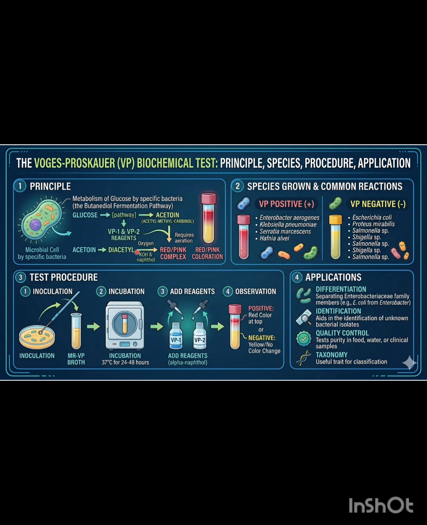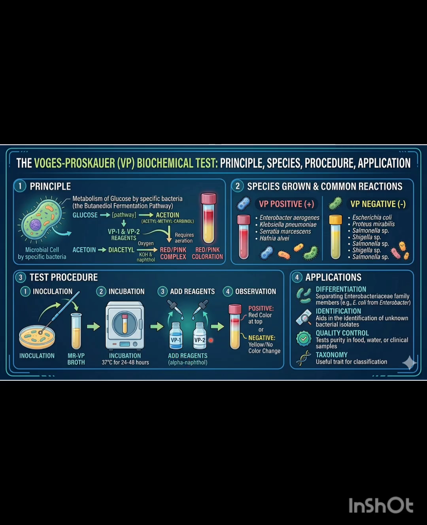In VP2, it's going to be KOH. VP2 is 40% KOH, and VP1 is going to be alpha naphthol. What is the procedure? We will again be taking the MRVP broth, inoculating and incubating them at 37 degrees Celsius for 24 to 48 hours, and then adding the reagents. Only one reagent is given.